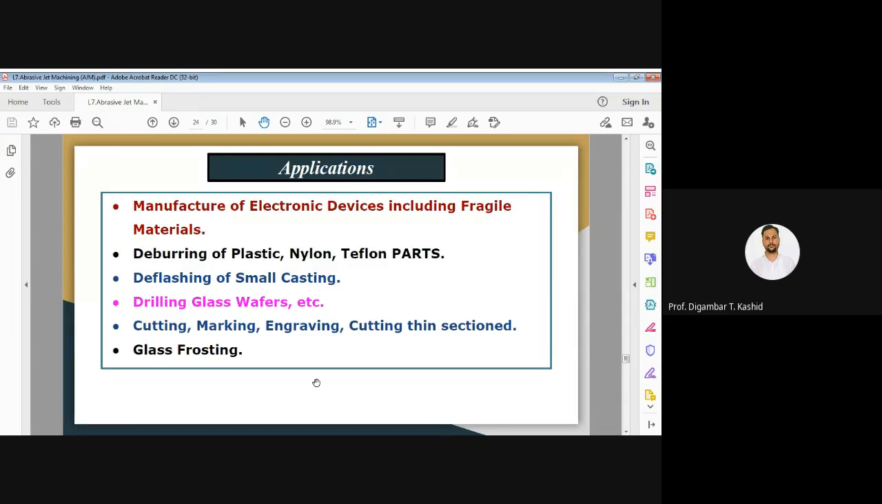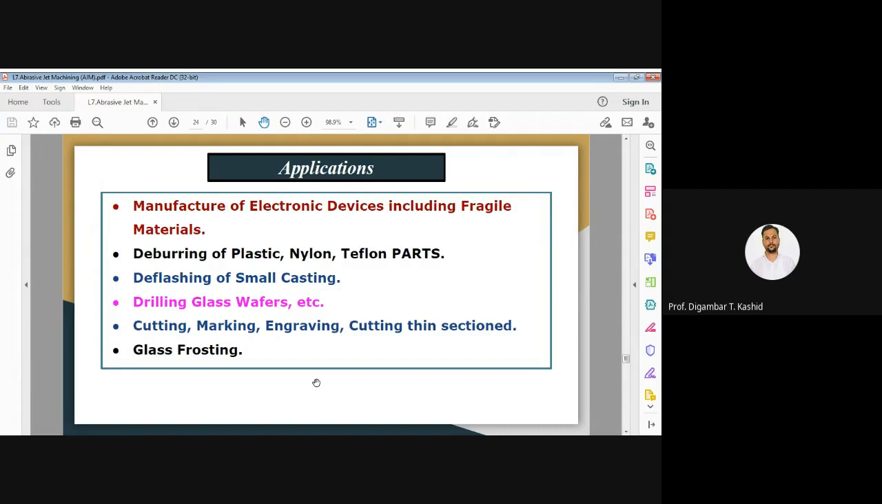Now here I have shown the frosting of glasses. That is also done using this process. Why go for frosting? So that your glasses become opaque. Normally glasses are transparent, but if you do frosting with this process, after the frosting they become opaque.